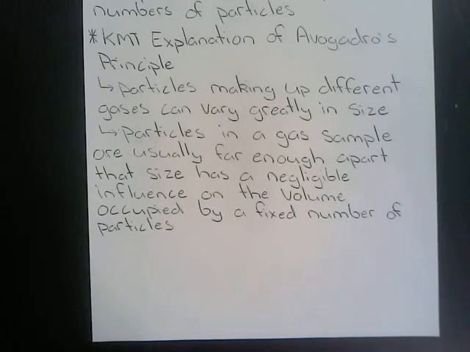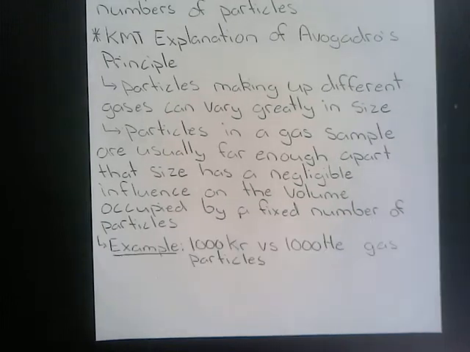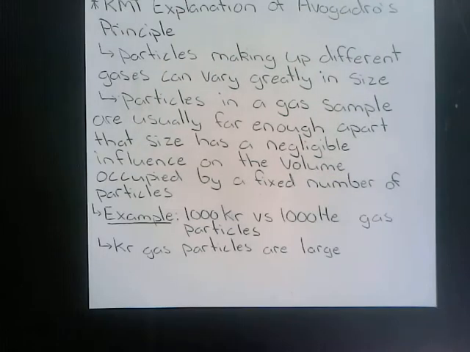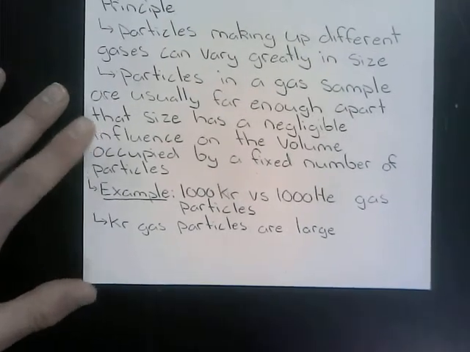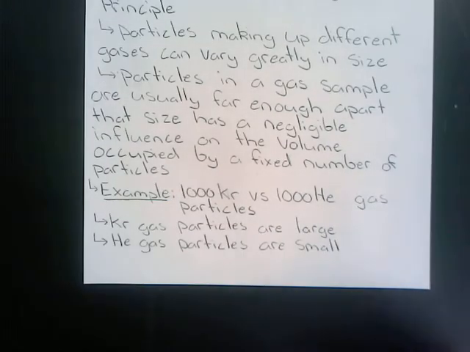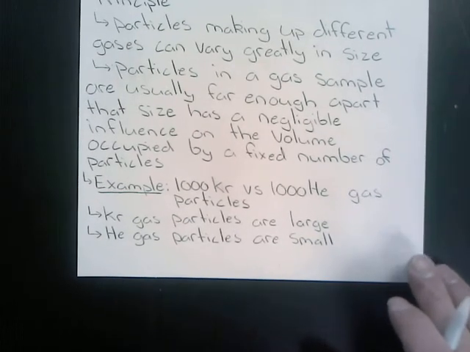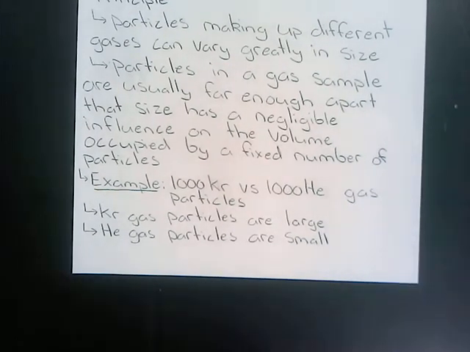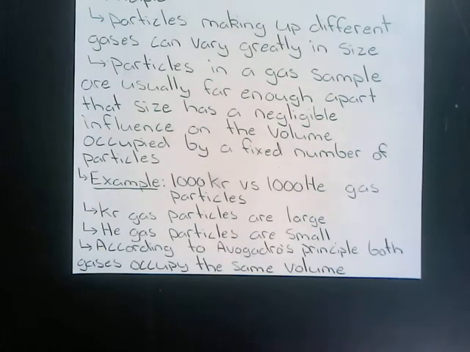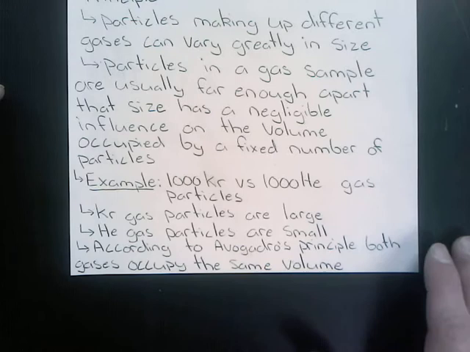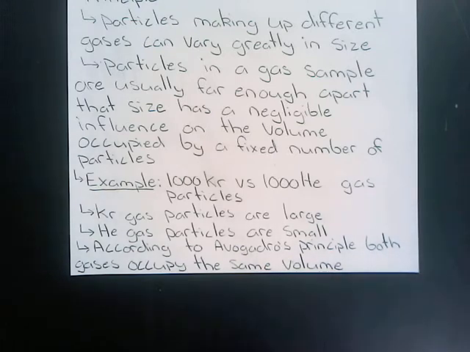So let's take this into an example, and let's say in our example we have 1,000 krypton and 1,000 helium gas particles in separate containers. So what we have to remember is this: our krypton are really large particles or atoms. And helium, He gas particles, are relatively small. But according to Avogadro's principle, both gases are going to occupy the same volume.